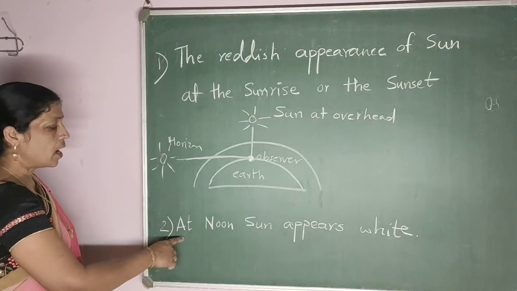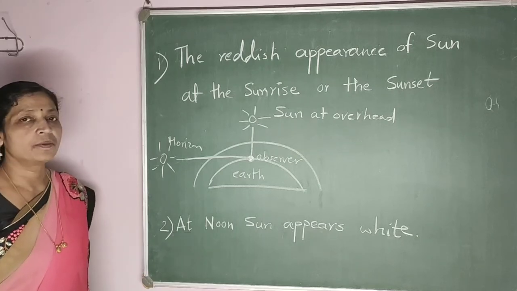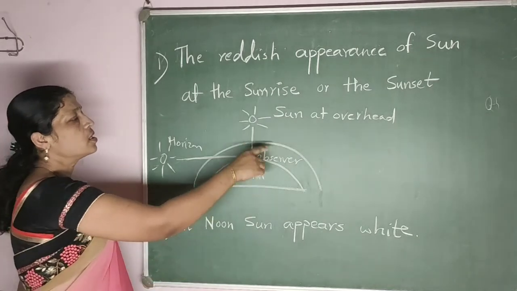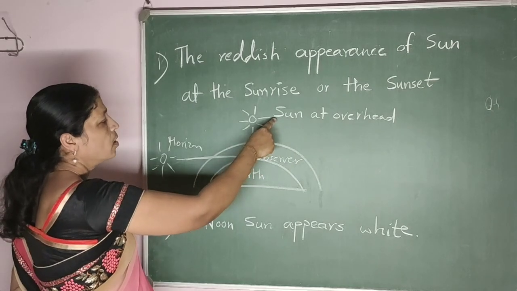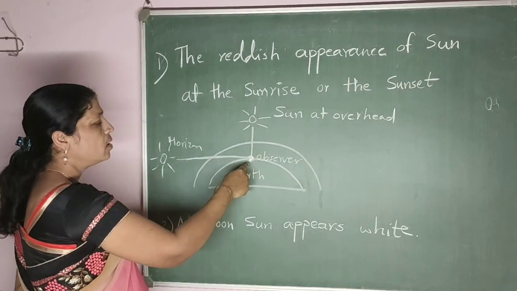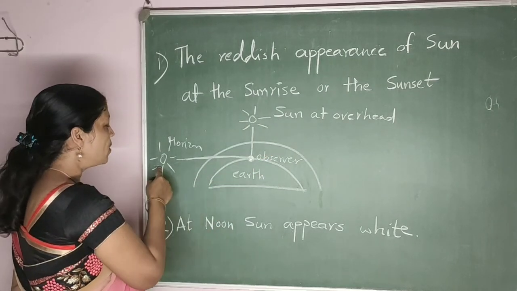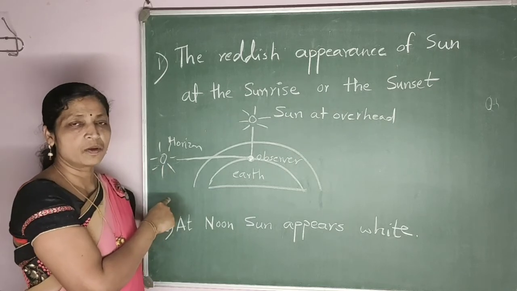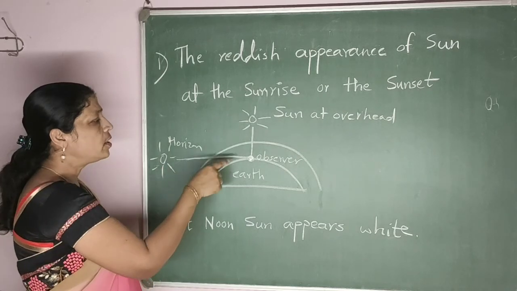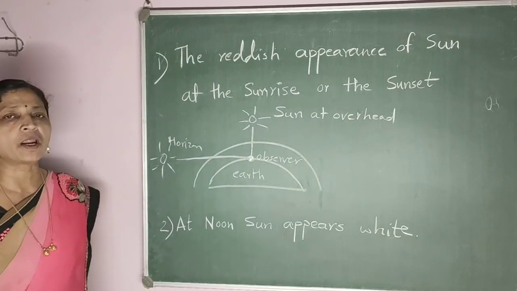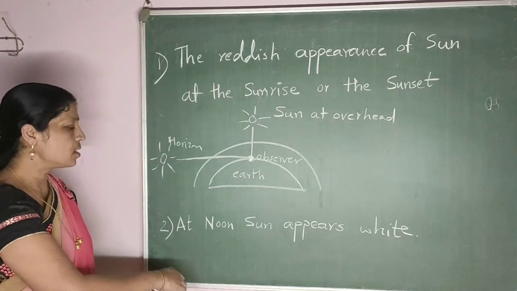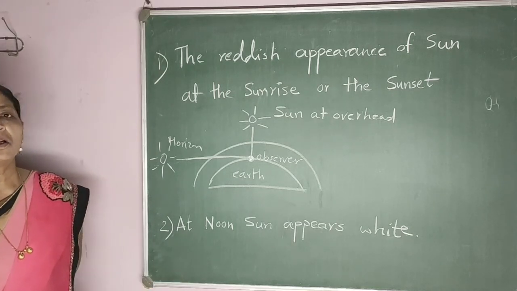Second reason, at noon the sun appears white. At noon the sun is overhead. So the sunlight has to travel a smaller distance as compared to when the sun is near the horizon. So only a little of violet and blue color gets scattered, and that is the reason the sun appears white at noon time.